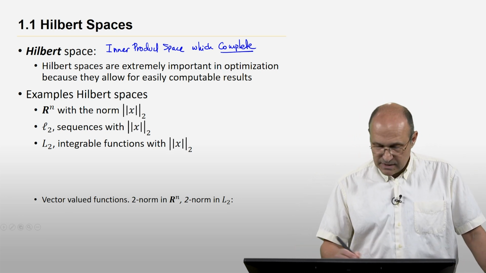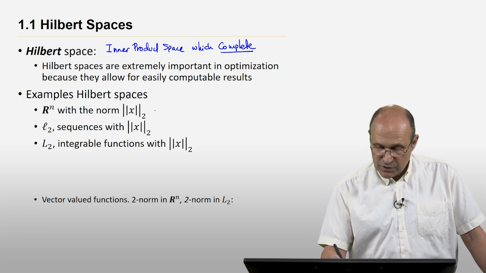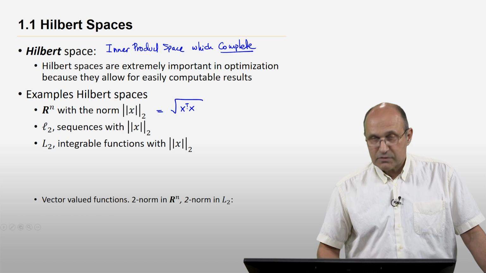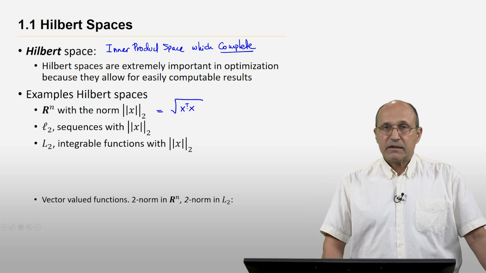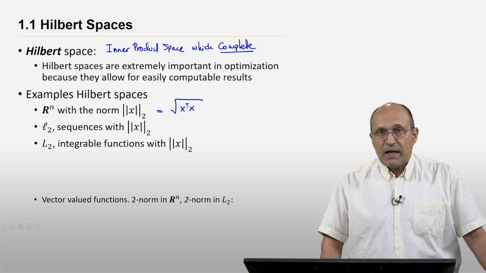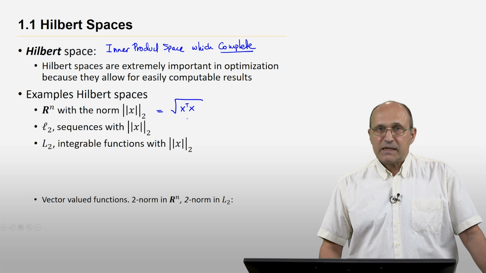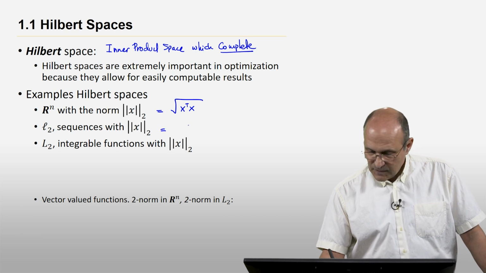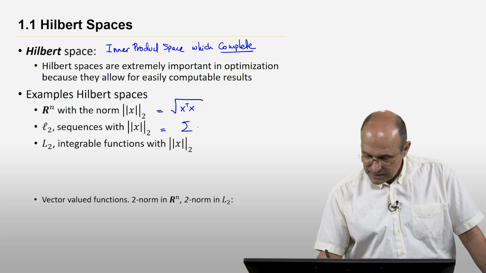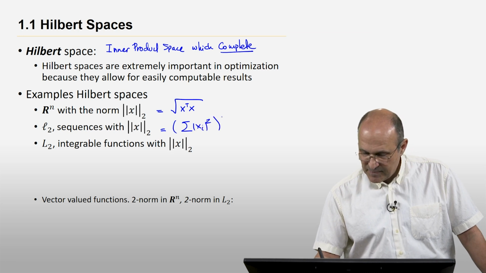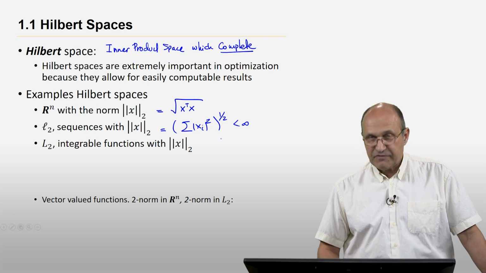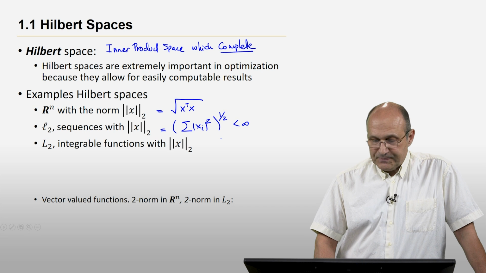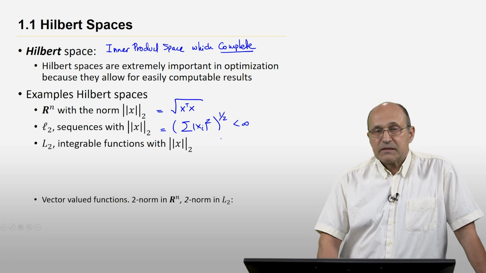Examples of Hilbert spaces, Rn, our usual space. When we use the norm 2, this can be written as the square root of x transpose x, very familiar notation here. So this is the 2 norm in Rn, and the Rn with x transpose y as an inner product is a Hilbert space. It is complete. L2 is the space of sequences with a 2 norm, and of course it should be finite. And the inner product, which is defined the way we saw before. So L2 is a Hilbert space. It is complete.